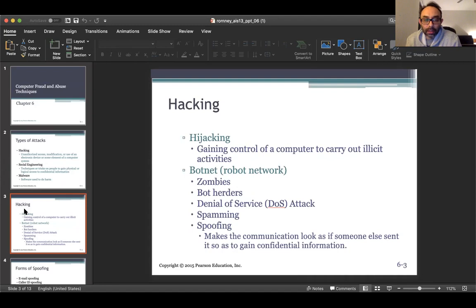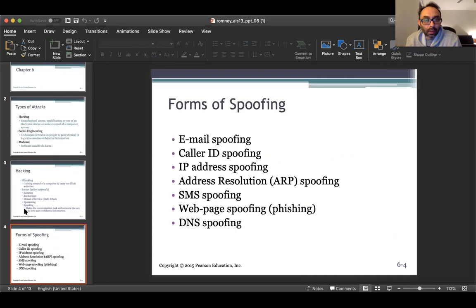So, zombies, denial of service, spamming, spoofing. And spoofing is again divided into email spoofing, which is what you normally get. You get an email from a bank telling you to put personal information in there. That's email spoofing. Basically, they're trying to look like a Bank of America email or a Chase email, but it's coming from a hacker.